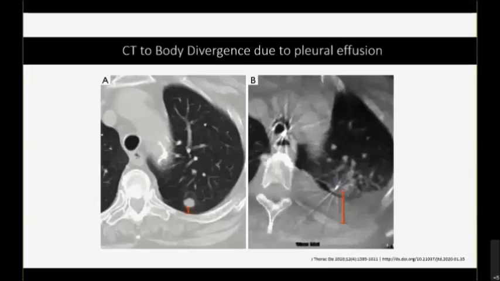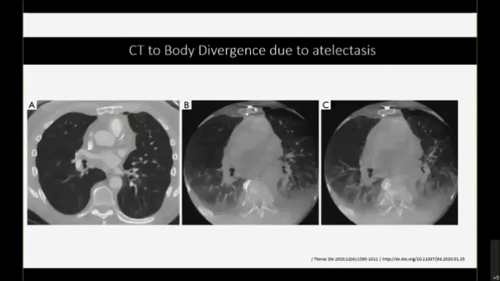So that's a lot of variation, and that creates problems for us when we're trying to go after small peripheral targets. Other changes that can lead to CT to body divergence are extrapulmonary, things like pleural effusions. You can see here that this peripheral lung nodule target is moved significantly when there's a pleural effusion layering out underneath the posterior aspect of the lung, and makes it very difficult for us to know exactly if we're in the right position. And this is something that can happen in between the time of the pre-procedural scan and the time that the patient is on the table.